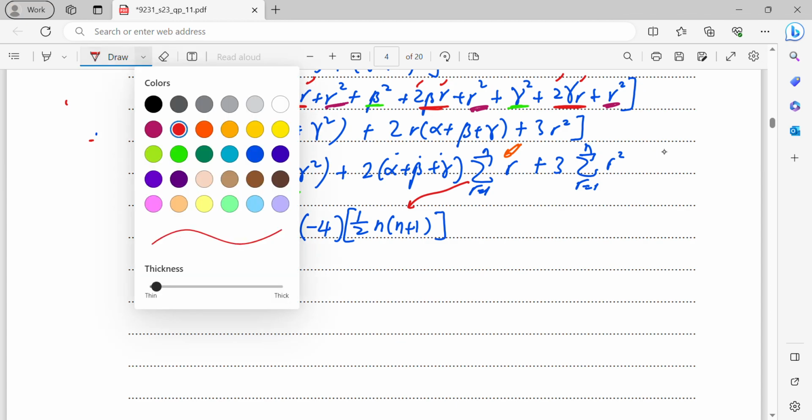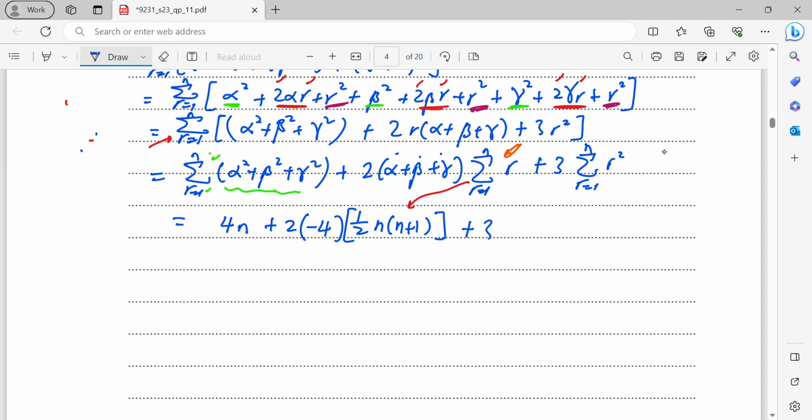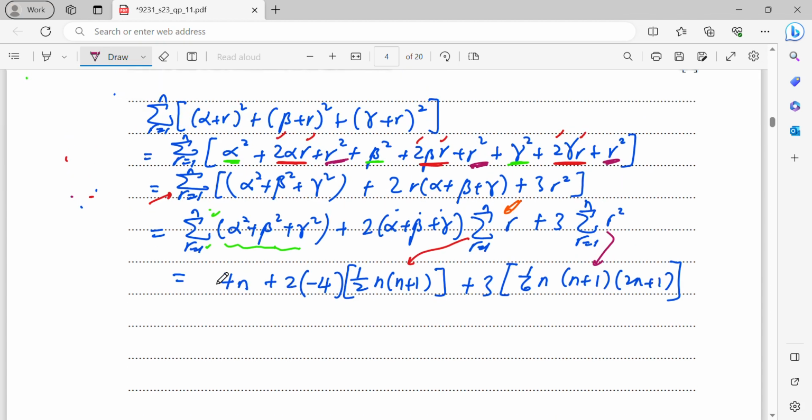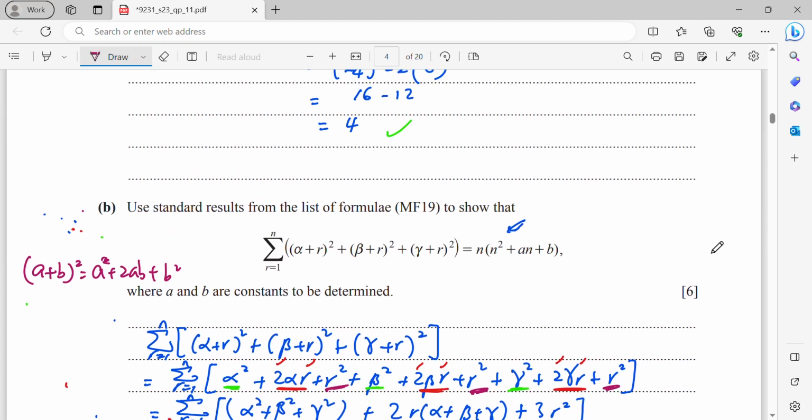Right? And then for the next one, it will be plus 3. Summation r squared, again from the formula list, you will get 1 over 6 n bracket n plus 1 multiplied with 2n plus 1. Alright, so with this now, we just need to simplify it to get this form. So from the final answer, we need to factorize the n.